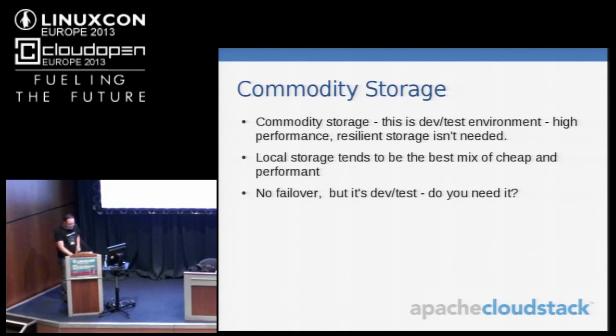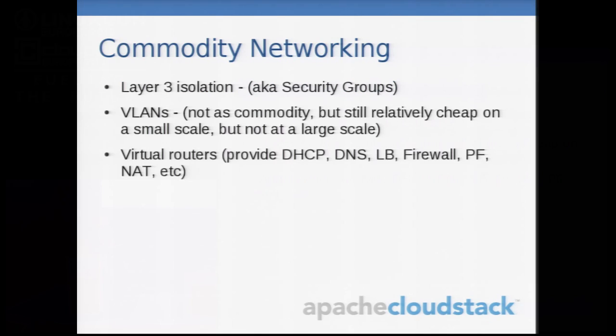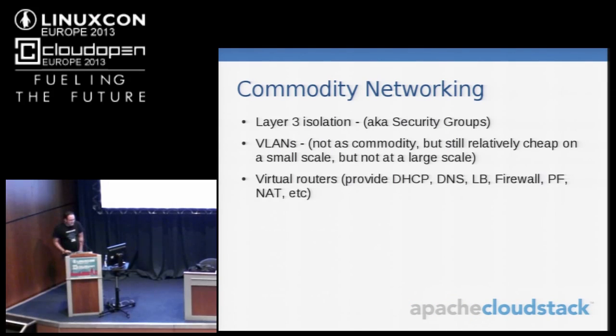So I talked a lot about the networking strategy. If I were defining a network for a dev test cloud, I would be choosing layer 3 isolation, or what Amazon calls security groups. I think that you could do VLANs on a really small scale, but I don't honestly think it's worth it. I don't think, particularly in a dev test cloud, that there's anything that you miss out on by using layer 3 isolation. And you can use cheap and dirty switches, I mean, switches that aren't even capable of VLANs, if you're using security groups.